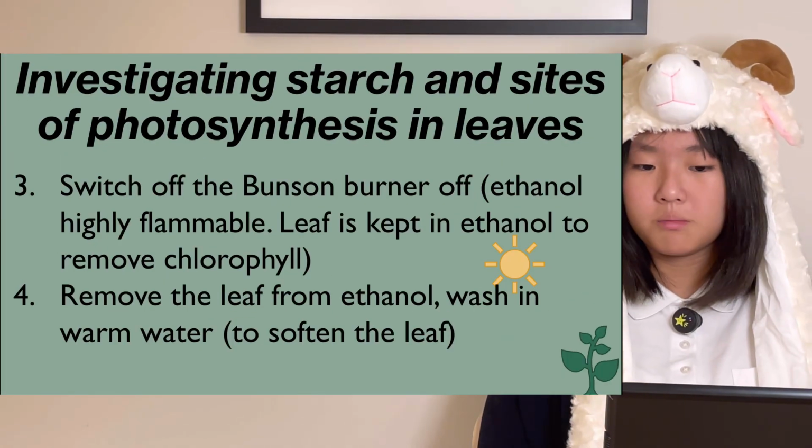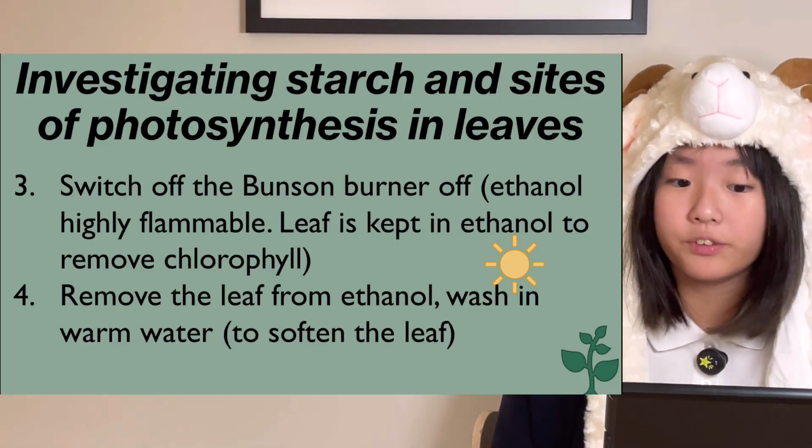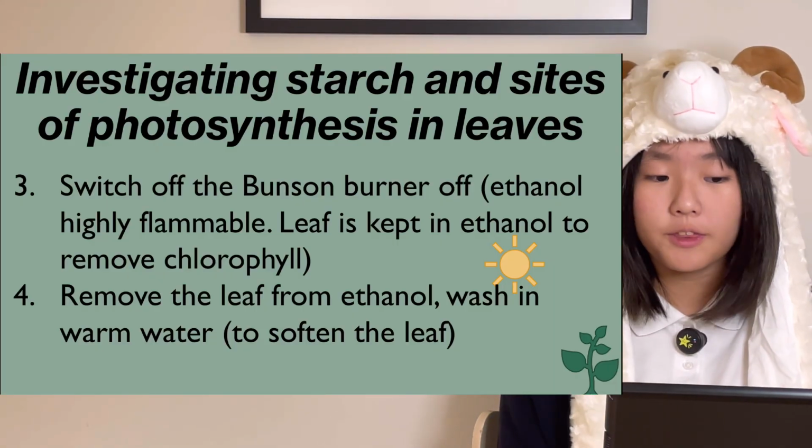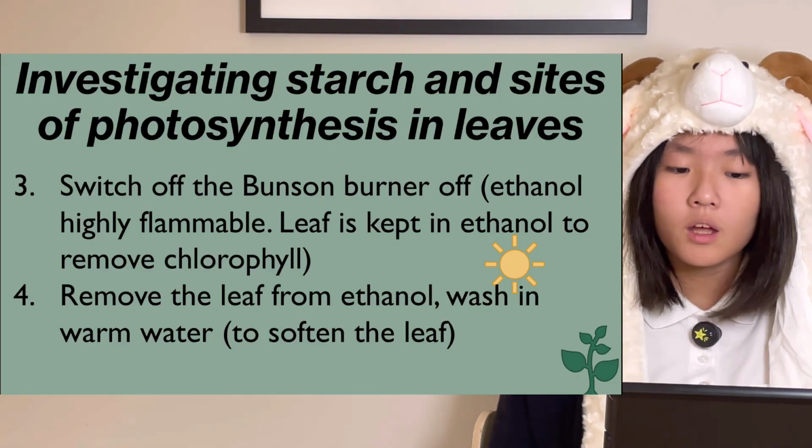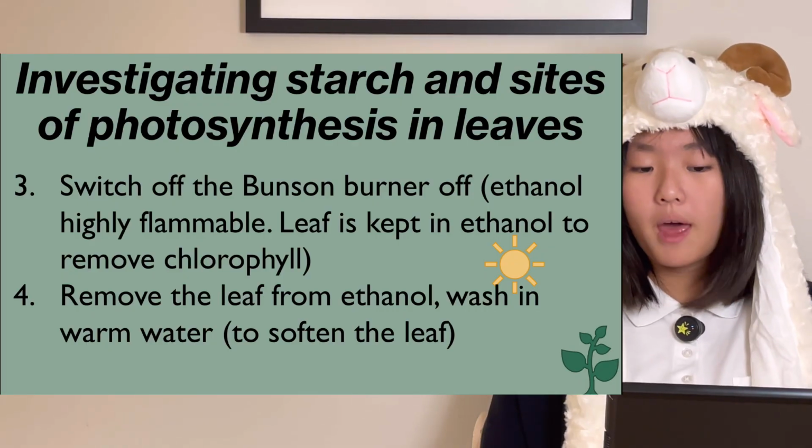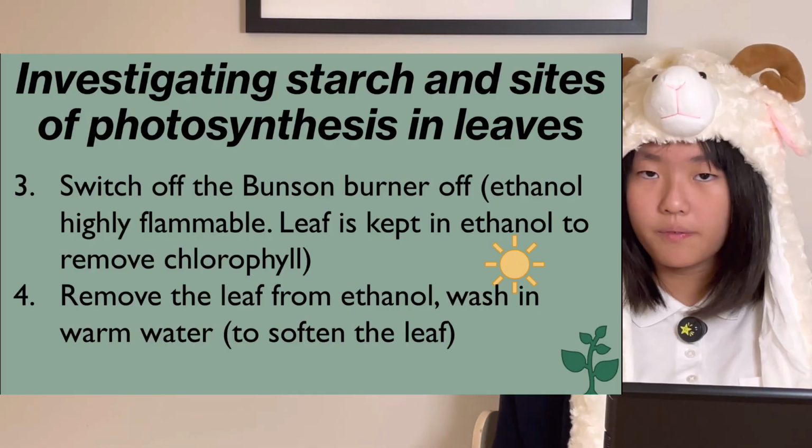Then switch off the Bunsen burner. Ethanol is highly flammable. Leaf is kept in ethanol to remove the chlorophyll. Then remove the leaf from ethanol, wash in warm water to soften the leaf.